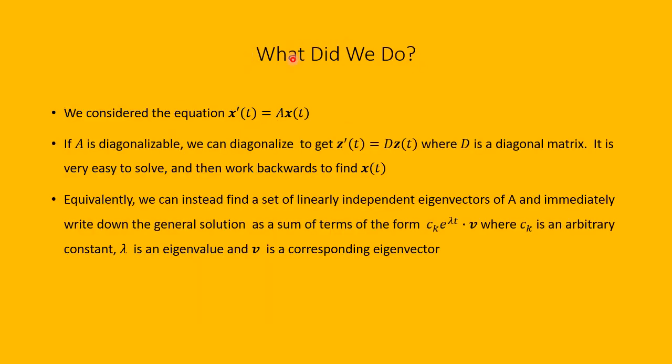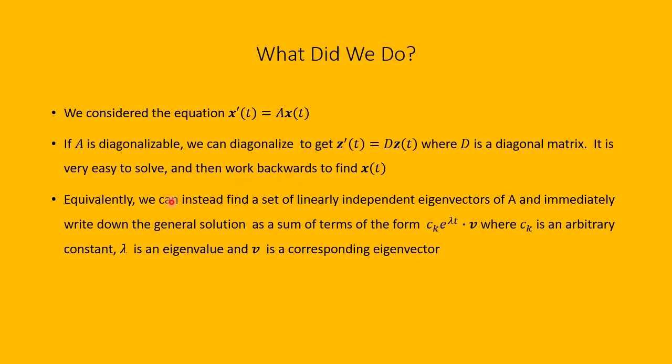So what did we do in this lesson? We considered the equation x prime of t equals matrix A times x of t, or as our first example showed, y prime of t equals A times y of t. And if A is diagonalizable, in other words, if A is an n by n matrix, and if you have n linearly independent eigenvectors, we can diagonalize to get this in the form z prime of t equals a diagonal matrix times z of t. We saw that that's very easy to solve because it uncouples the equations. We just get each equation involving one function and its derivatives. And we can solve those as we solved before we talked about systems.